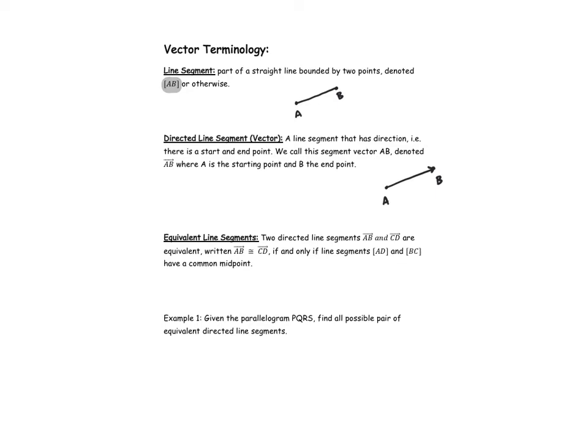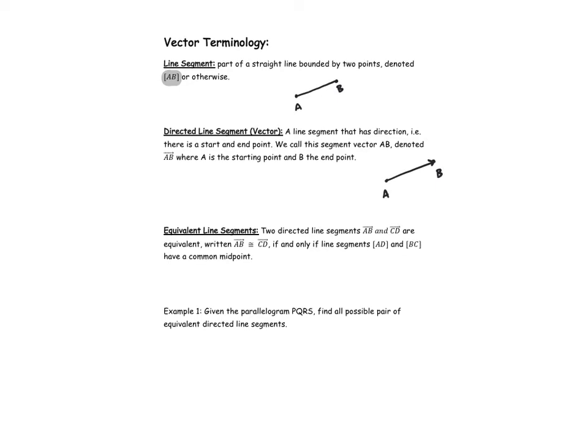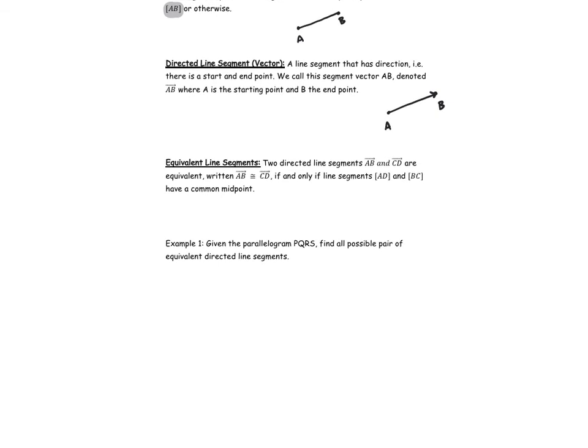Equivalent line segments, next term here, are two directed line segments, AB and CD, are considered equivalent. Notation for that is this congruence symbol that we normally see in geometry, if and only if the line segments AD and BC have a common midpoint.